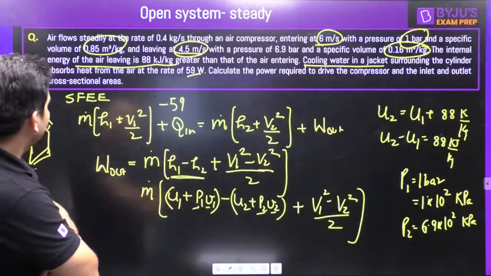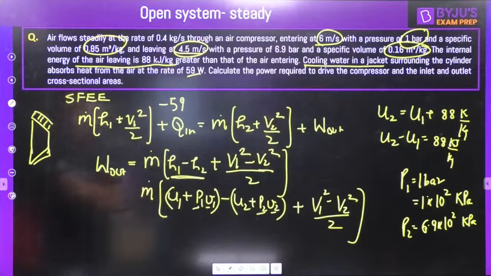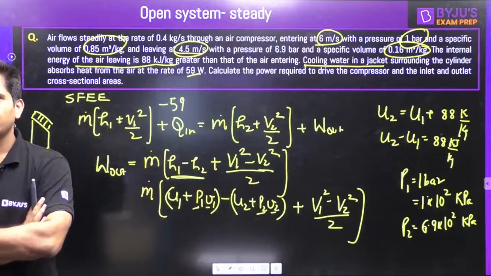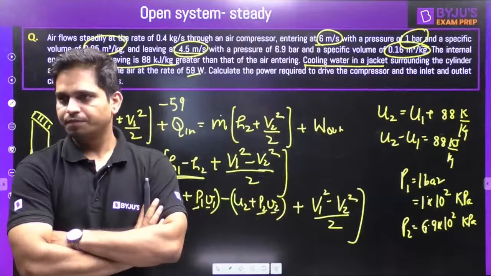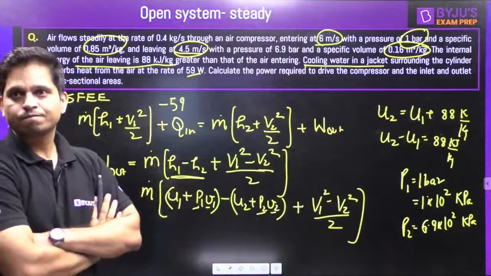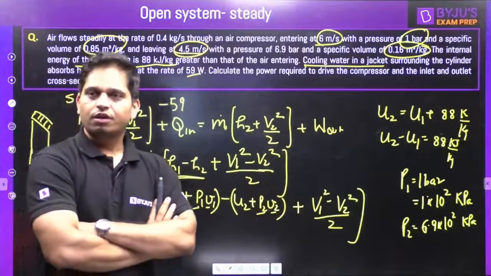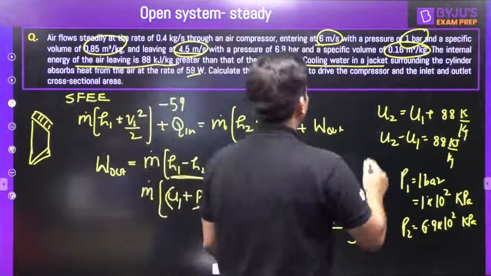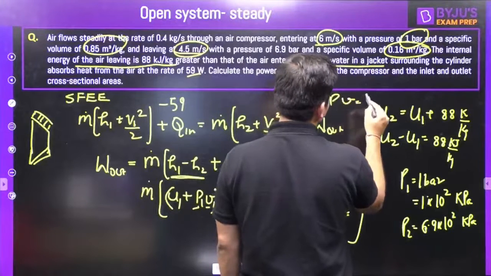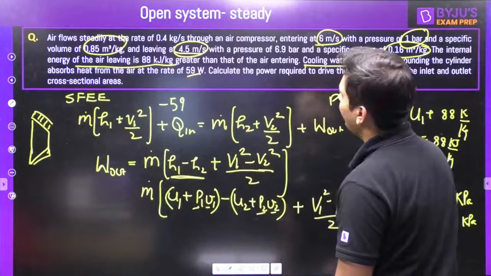Did you put CP T in this? You don't know temperatures. How did you use CP? Yeah, but temperature you do not know, right? P specific volume by R, that is PV is equal to RT. So from here you can calculate T1.